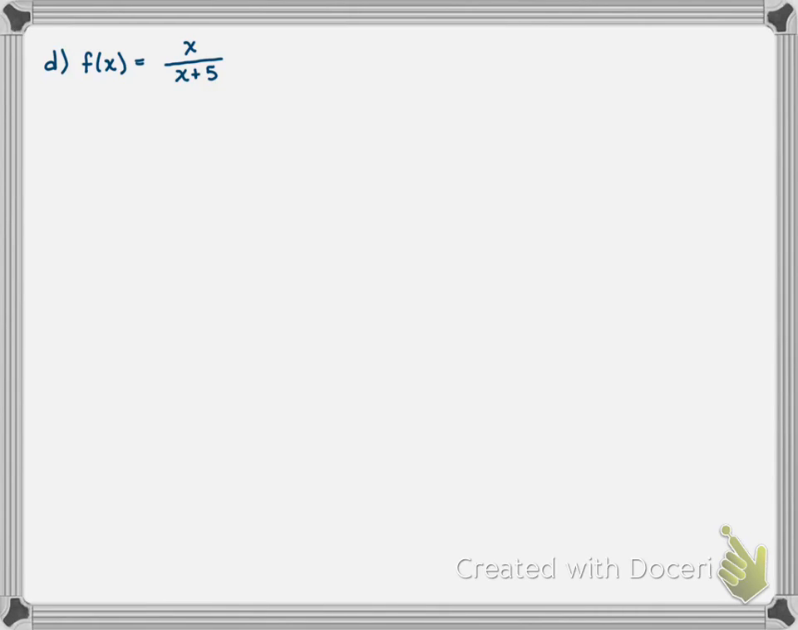Just remember that you need to solve for x, you need to get all the terms that contain x on the same side. We had y equals x over x plus 5. And just like the last one, we're going to multiply by x plus 5. And then distribute. And then we want to get all the terms containing x on the same side. So we're going to subtract xy from both sides.